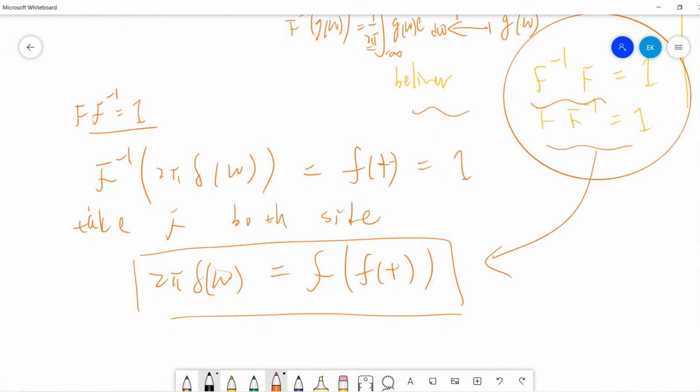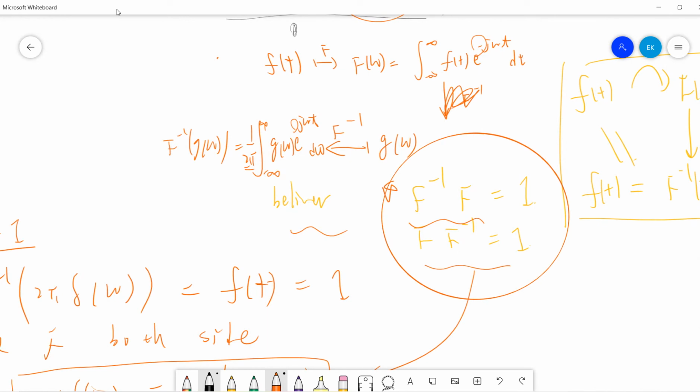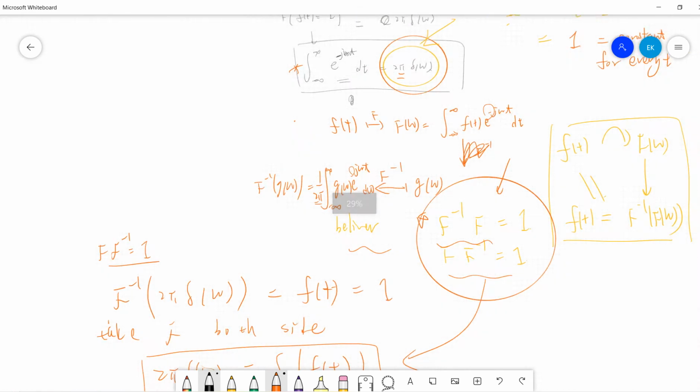Usually textbooks use this identity to prove that the inverse is indeed the inverse. But I also show this in my video list, so if you are interested, you can go there to see.